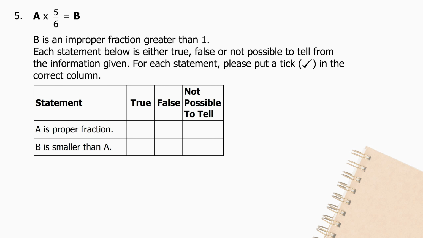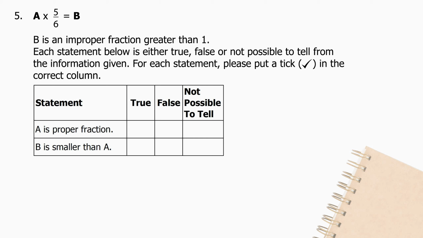Question 5. Multiply a by 5/6, and the product is b. b is an improper fraction greater than 1. Each statement below is either true, false, or not possible to tell from the information given. For each statement, please put a tick in the correct column.